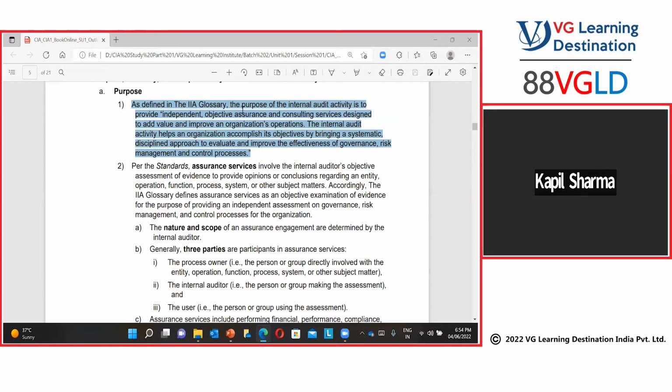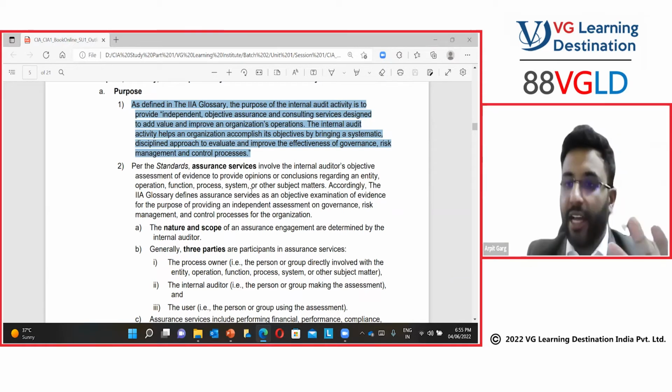As defined in the IIA glossary, the purpose of internal audit activity is to provide independent, objective assurance and consulting services designed to add value and improve an organization's operations. The internal audit activity helps an organization accomplish its objectives by bringing a systematic, disciplined approach to evaluate and improve the effectiveness of governance, risk management, and control processes. Perfect. That's exactly the definition that we'll talk about now.